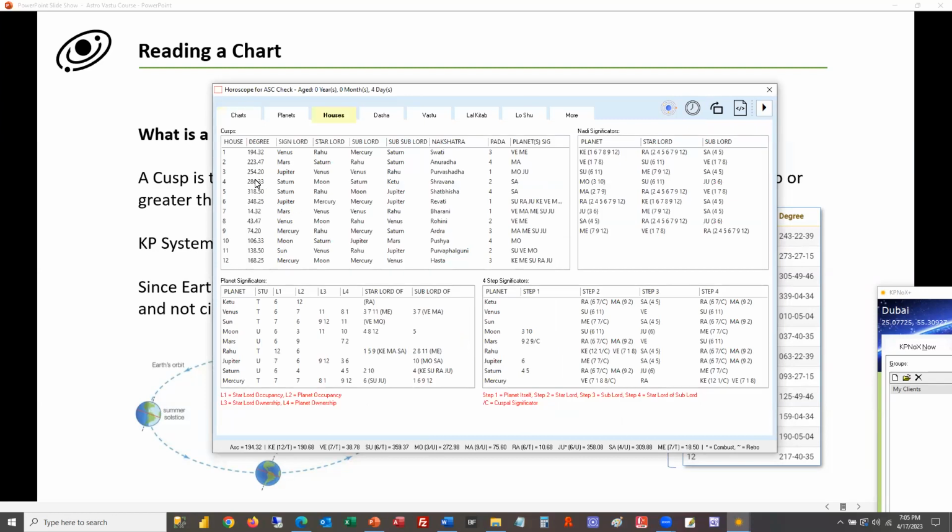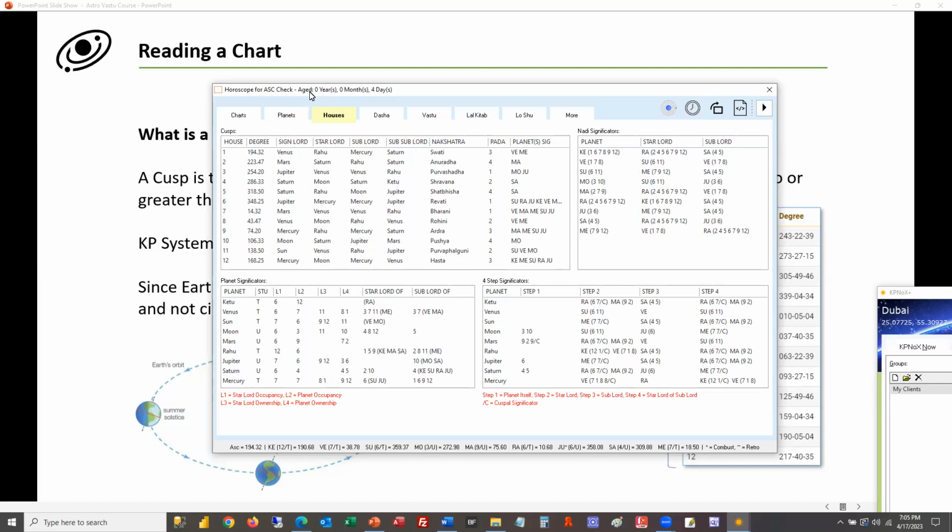So if you go under houses, you can see the same information here. The first house starts here, ends at 223.47. Second starts here, ends at 254. Third starts here, ends at 286. So it could be either less than 30 degrees, 30 is very rare, or more than 30 degrees.